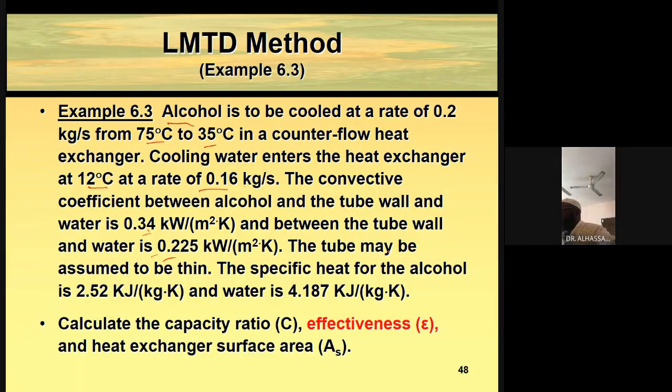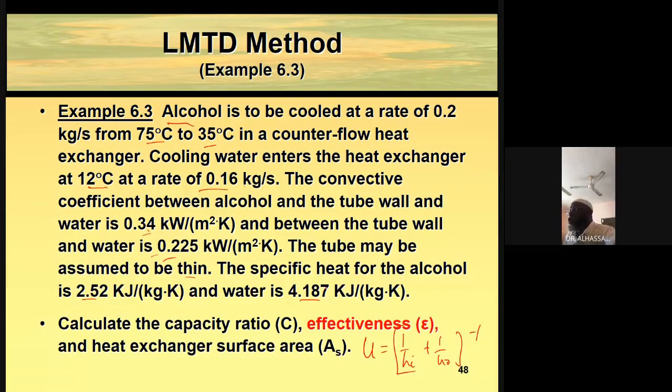Now the tube may be assumed to be thin. So if the tube is thin, then it means the overall heat transfer coefficient is U equals (1 over HI plus 1 over HO) raised to the power minus 1. Then the specific heat for the alcohol is this, and the specific heat for the water is this.